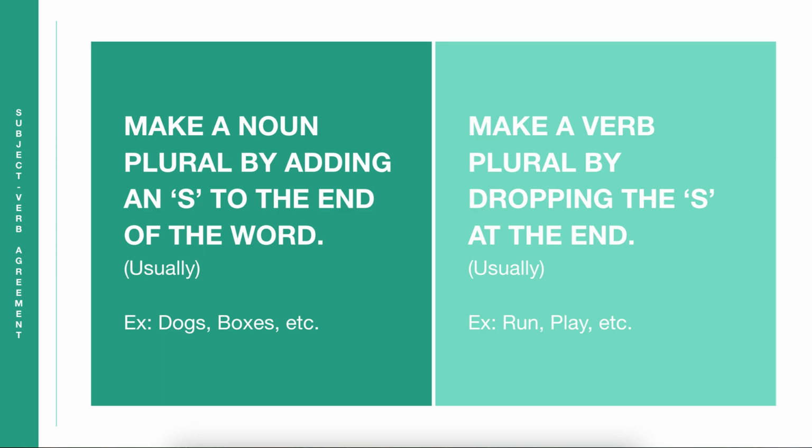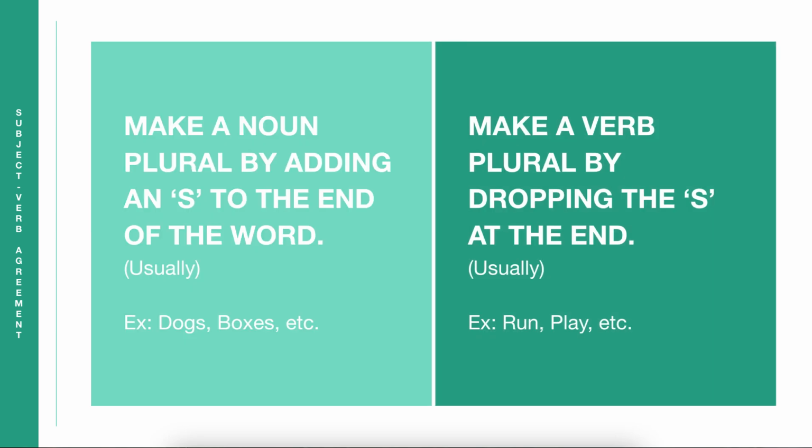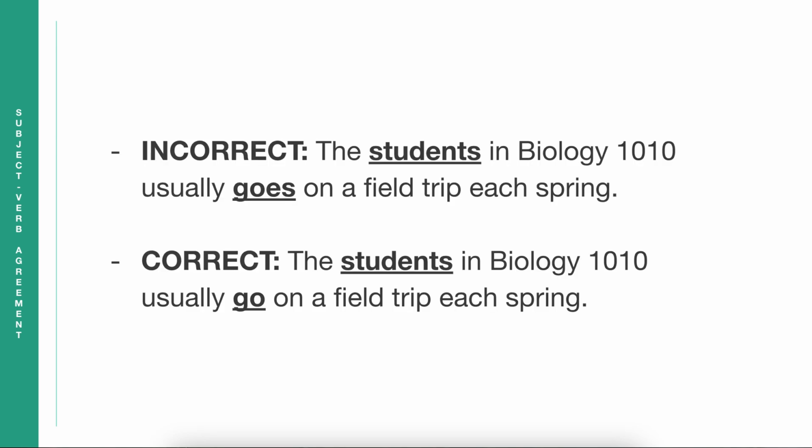The weird thing about English, though, is that to make a verb plural, we actually do the opposite, and we drop the S at the end. And again, this is usually, not all the time, but usually this is how it works. So, for instance, run without an S is going to be the plural form of runs. Play without an S is going to be the plural form of plays. It's going to help to look at some examples. So let's jump into those.